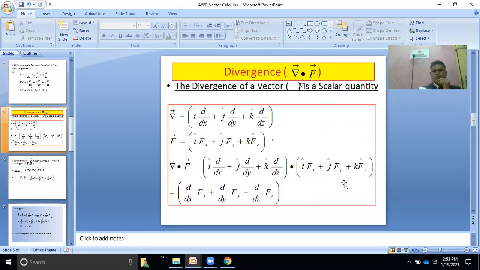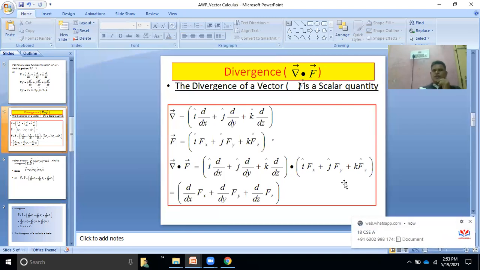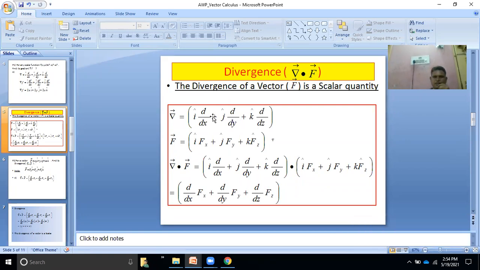Similarly, if you take the divergence of any vector, the divergence of a vector is a scalar quantity. How do we calculate this divergence? It is denoted by del dot f. Here del is the gradient vector, i d by dx plus j d by dy plus k d by dz. Let us assume f is a vector, so it has a direction.